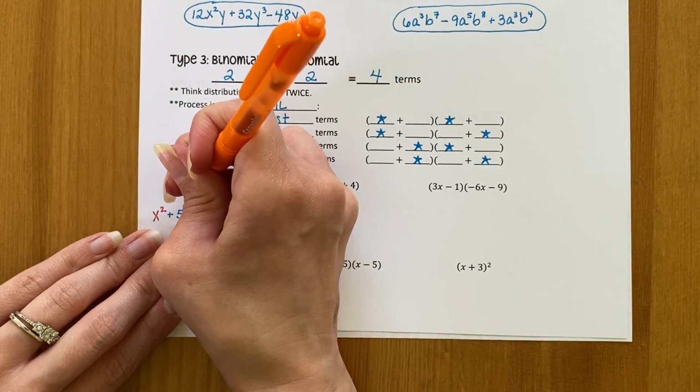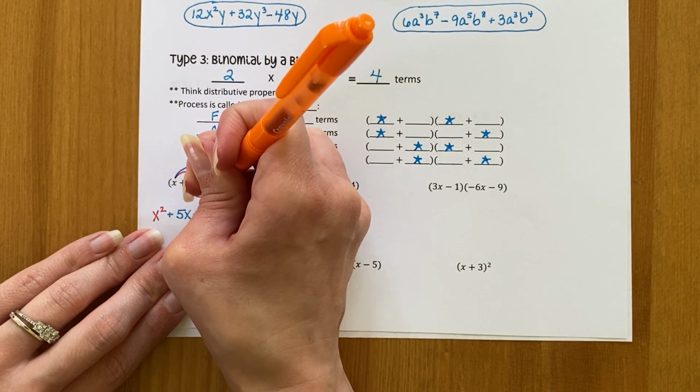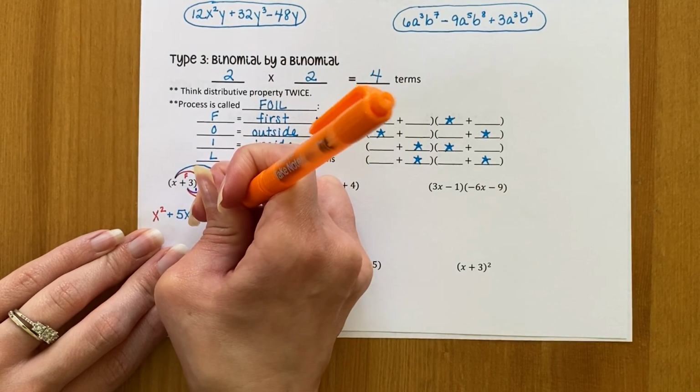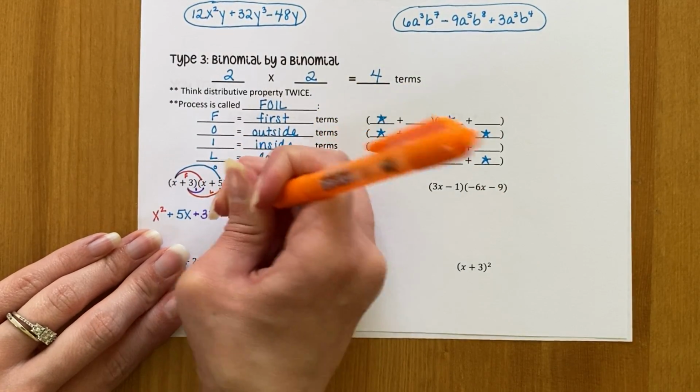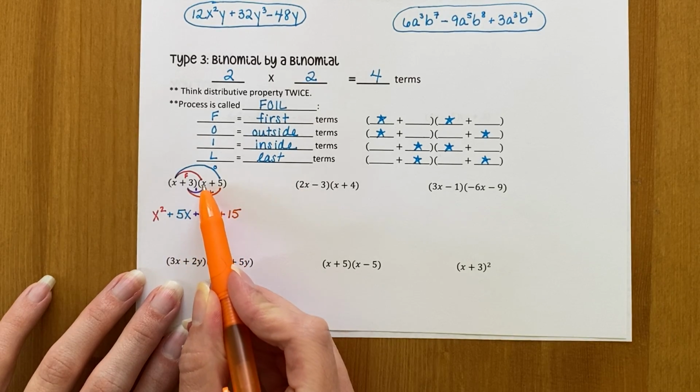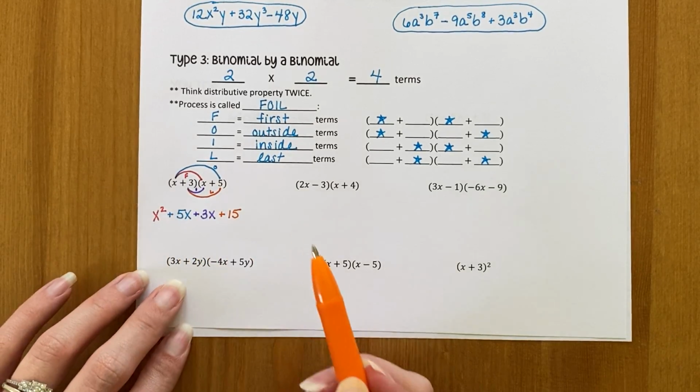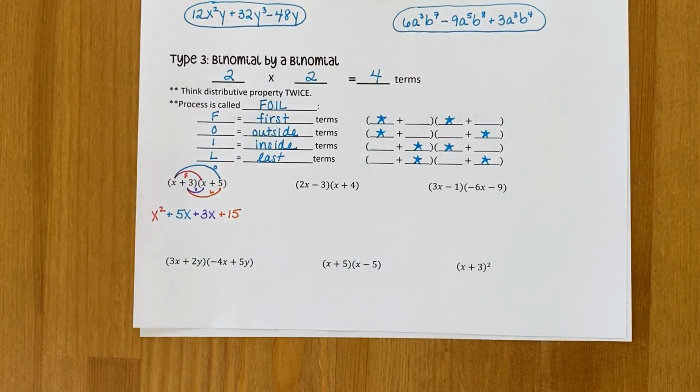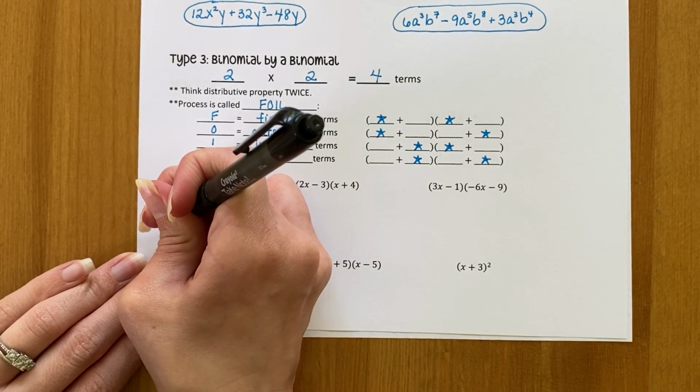And finally, we have 3 times 5 out here on the back. These are going to be our last terms, and that makes 15. So we took 2 things times 2 things, so 1, 2 terms times 1, 2 terms, and got 1, 2, 3, 4 terms. Now you may notice something: here in the middle, we actually have like terms.